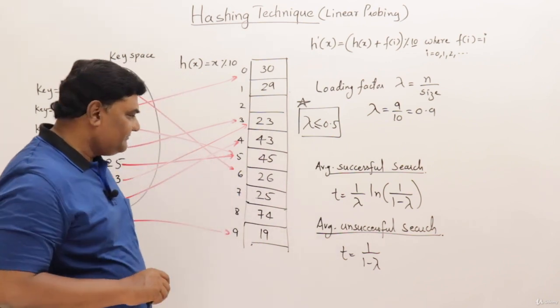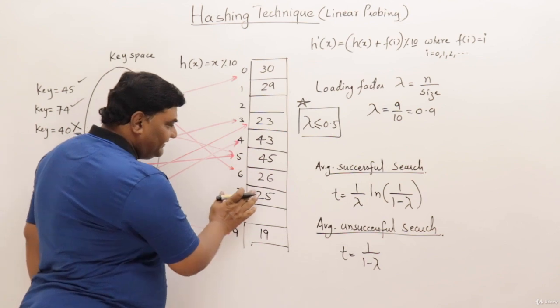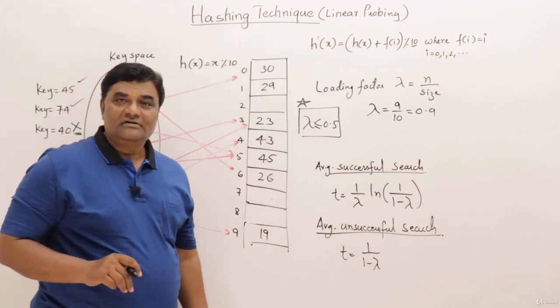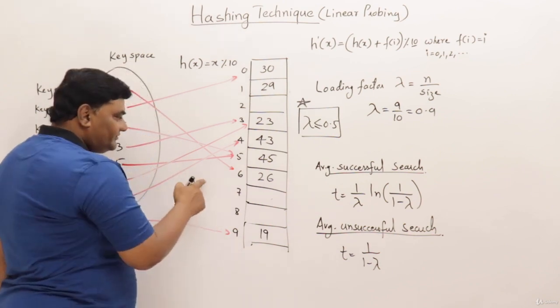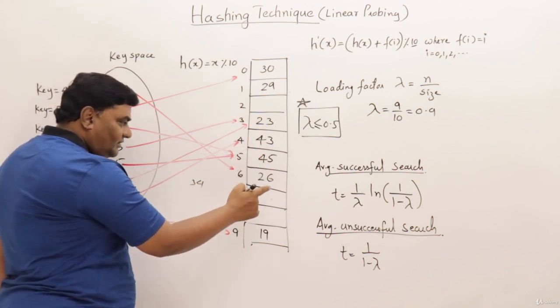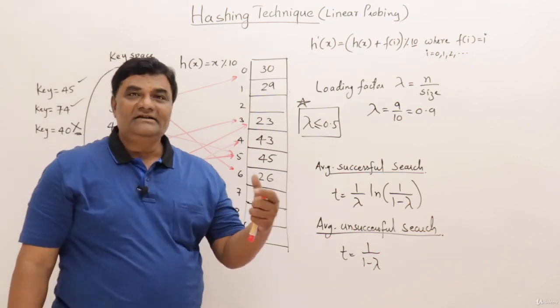So when you are searching for something, for example, suppose 74 is not there and even 25 is also not there, assume that. Now I am searching for 34. For 34, you go to index 4. Is it 34? No. Is it 34? No. Is it 34? No. There is a free space, a blank space. So we reach the blank space, and the key is not found.